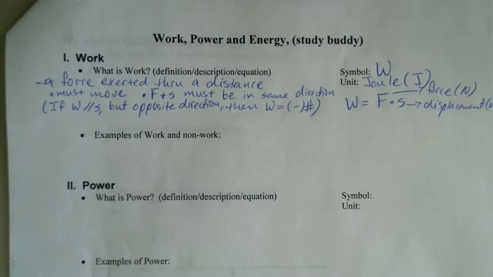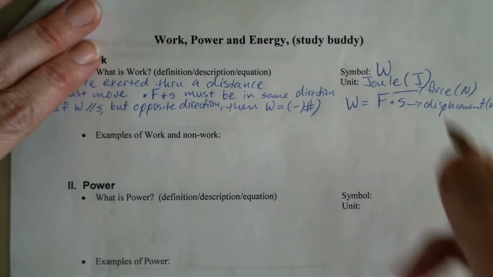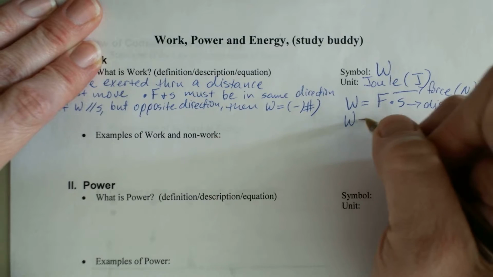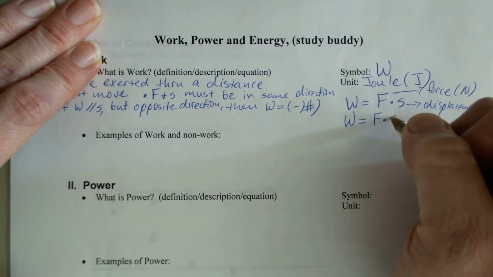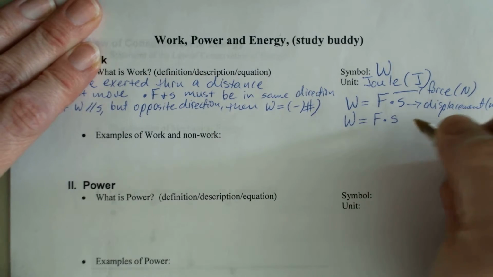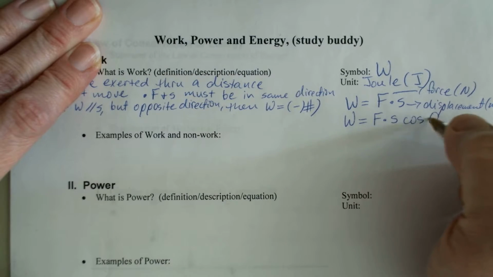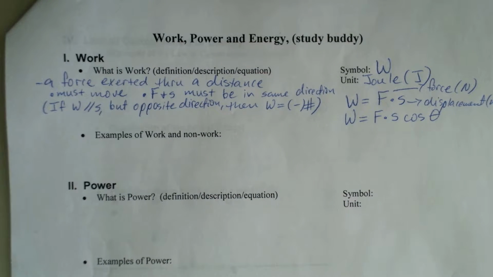Now, if you're doing work at an angle or up an incline or something like that, then your work is equal to F times S multiplied by cosine theta, where theta is the angle of the incline taken with respect to the horizontal, not the vertical, typically.